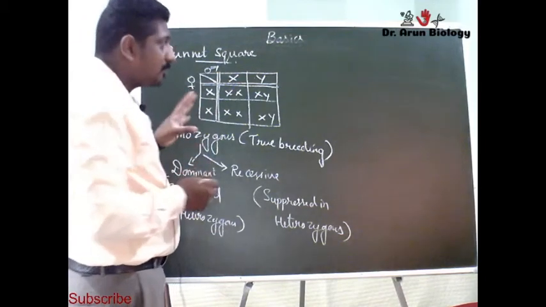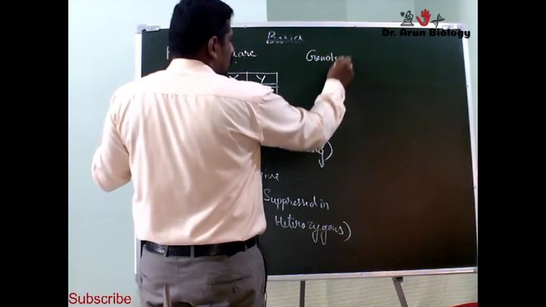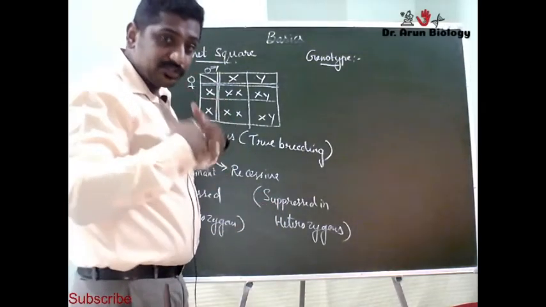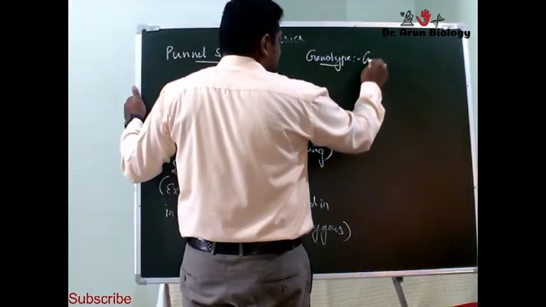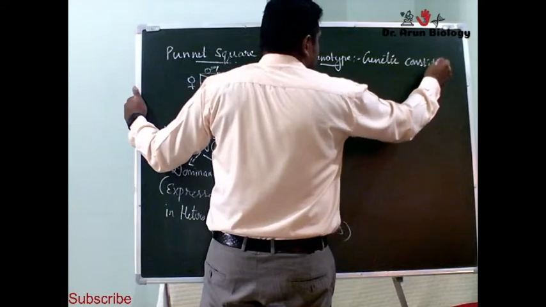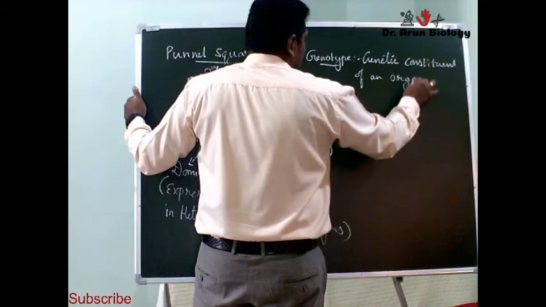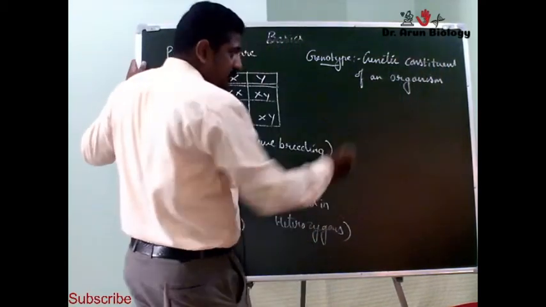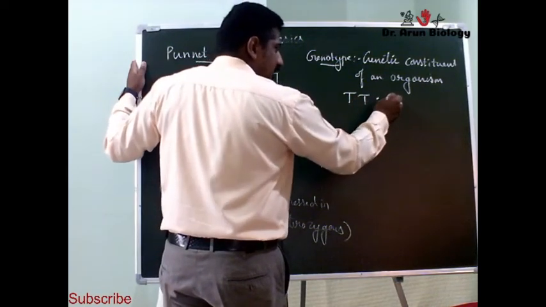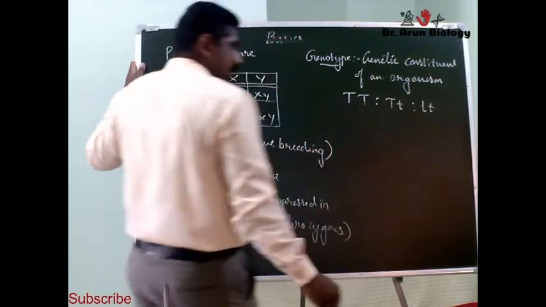Now a very important thing that we are going to take into consideration is genotype. What is genotype? Genotype is the genetic constituent of an organism. For example, based on your grade 10 knowledge, we have three types of genotype in a monohybrid cross: capital T capital T, capital T small t in a heterozygous, and small t small t, homozygous recessive.